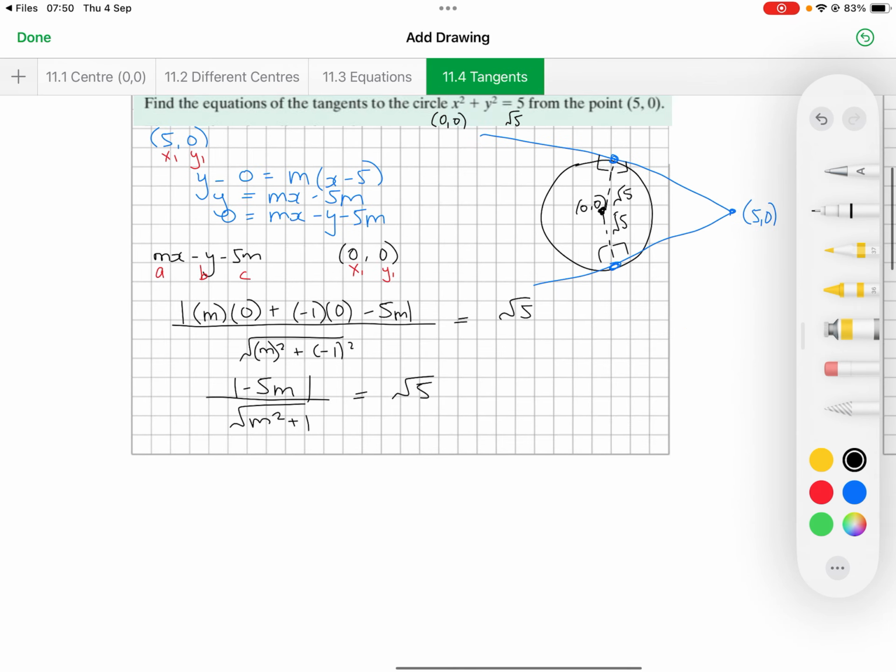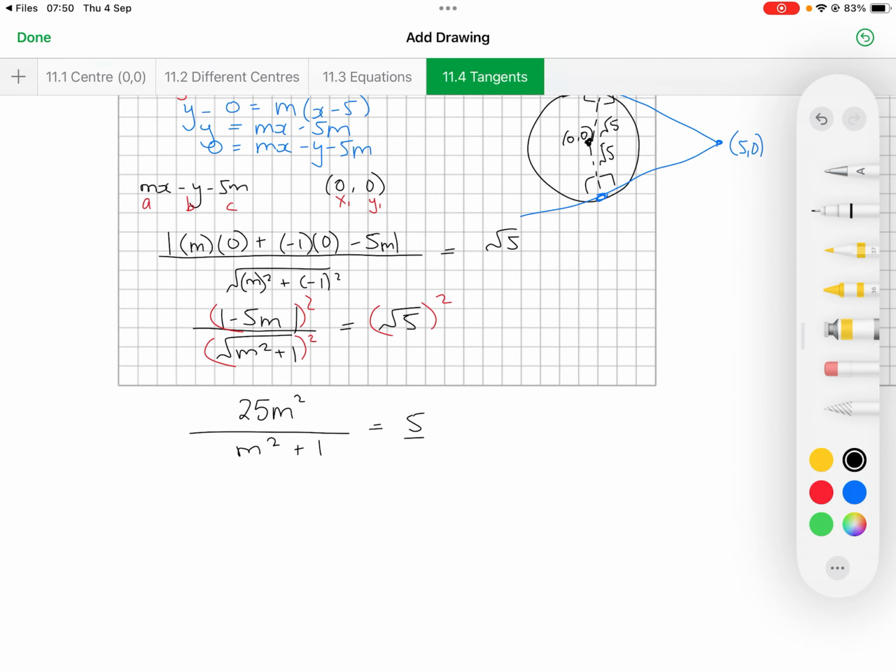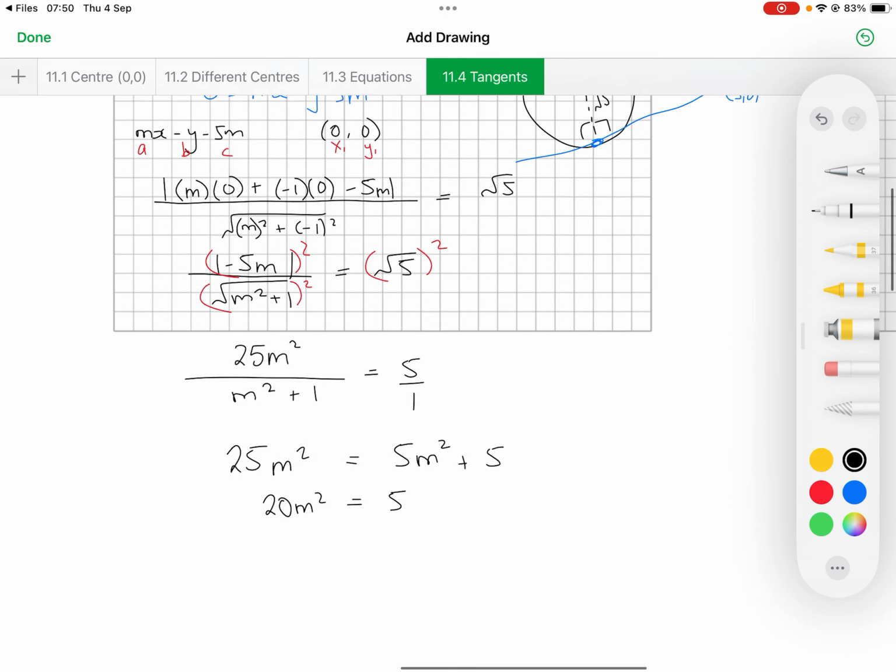Now I'm going to just square everything because that will get rid of the modulus bars, but it will also get rid of all these square roots. So that's going to give me 25m squared all over m squared plus 1 is equal to 5. So now I'm just going to cross multiply. So if you want to put that over 1, you get 25m squared is equal to 5 times m squared plus 1. So I'm just going to quickly do that. That's giving me 5m squared plus 5. Letters to one side, so bring the 5m squared across, that becomes 20m squared is equal to 5.